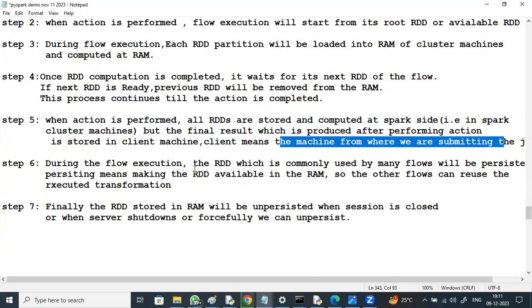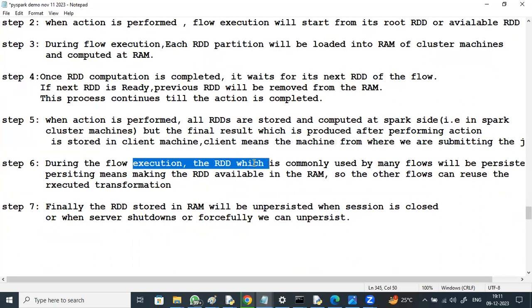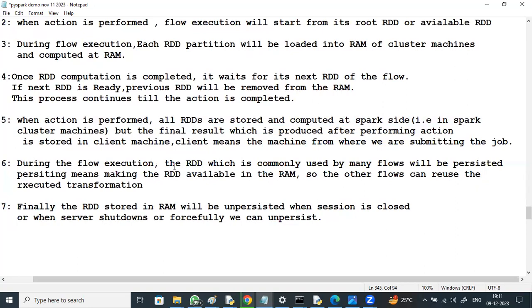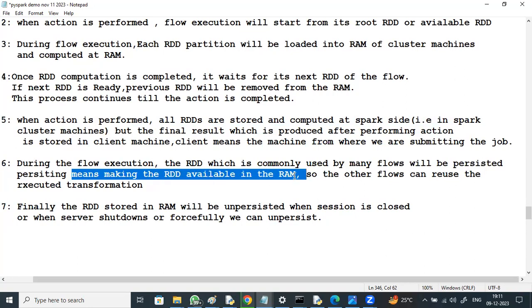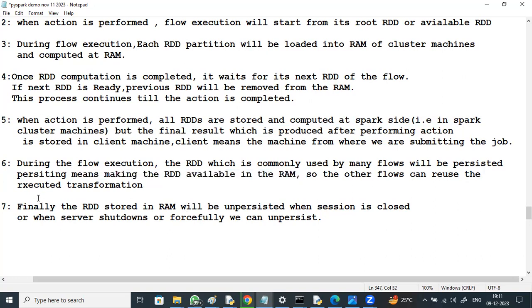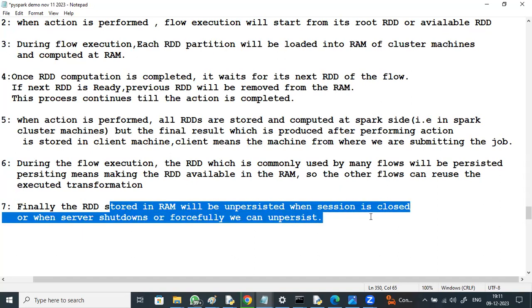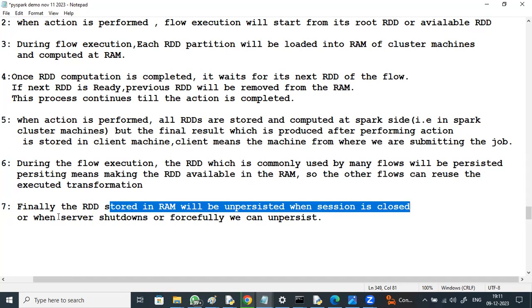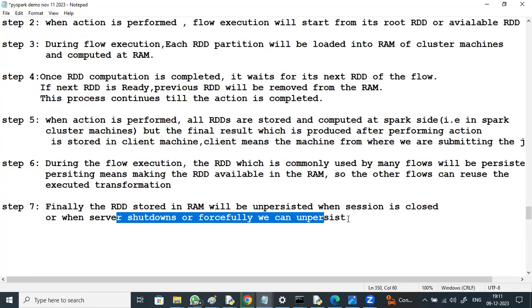During flow execution, an RDD which is commonly used by many flows will be persisted. Persisting means making the RDD available in the RAM, so the other flows can reuse the executed transformation. Finally, the RDD stored in the RAM will be unpersisted when the session is closed or when the server shuts down, or we can forcefully unpersist it.